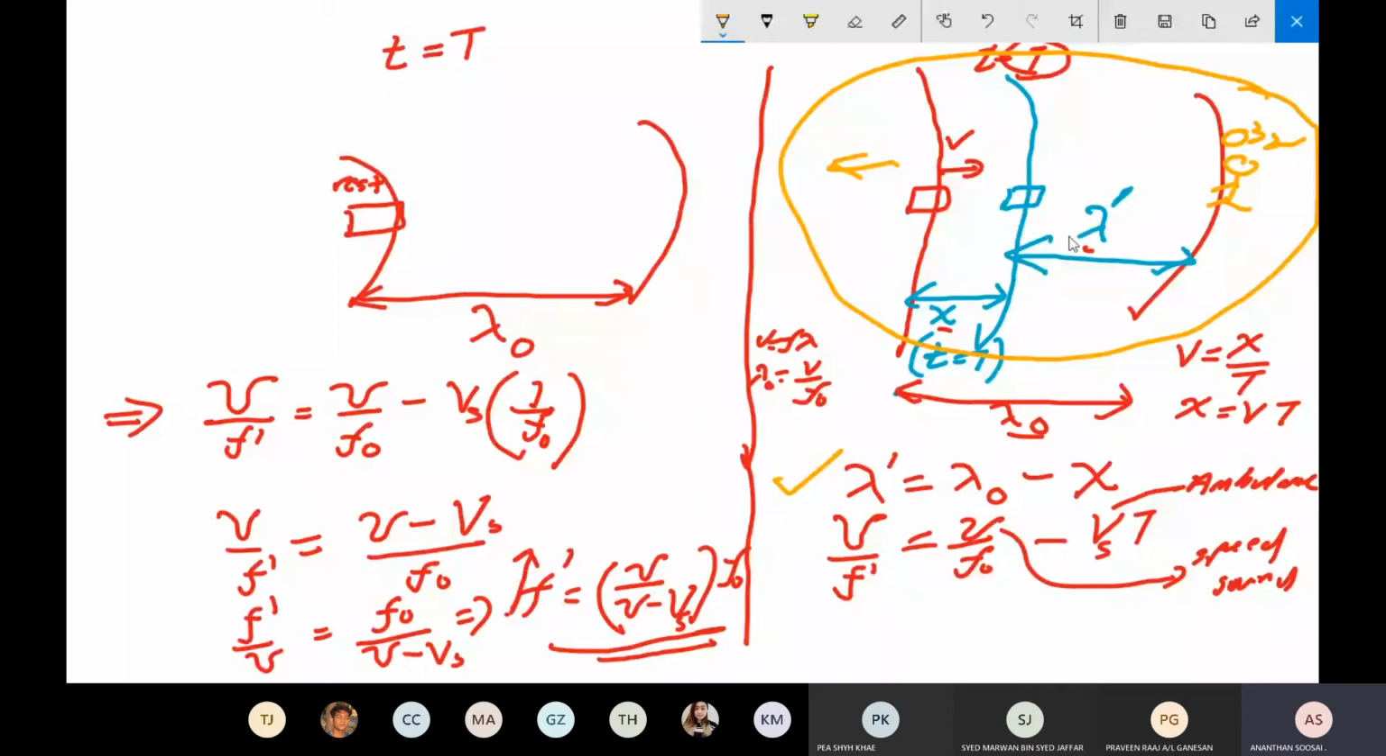So tell me, throughout this Doppler effect, what is constant? The speed of sound is constant. Remember, the speed of sound is constant. Wavelength is changing, frequency is changing.